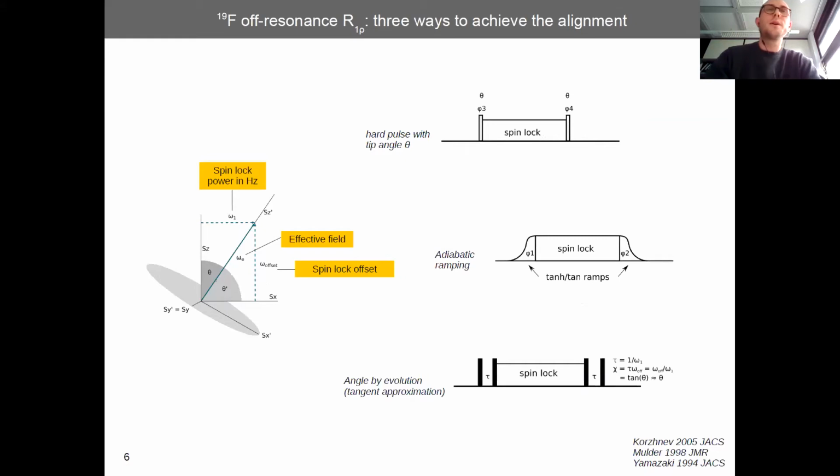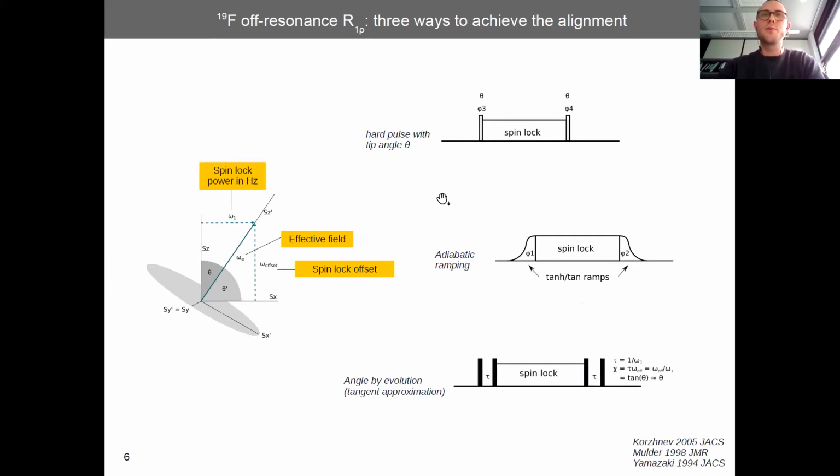Next, we wanted to set up the off-resonance R1 rho experiment. This is a bit more tricky. In addition to your spin lock power, you also have a spin lock offset that you have to take care of. What this brings is an effective field that is now inclined by an angle theta from your z-axis, and you have to bring the magnetization to this angle theta.